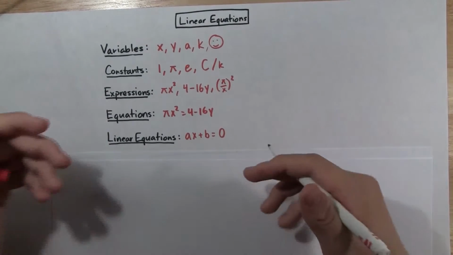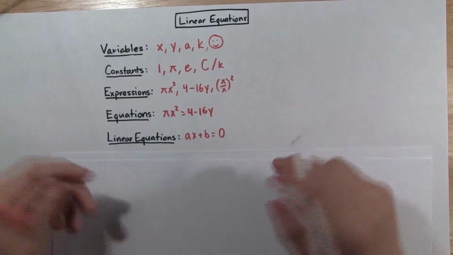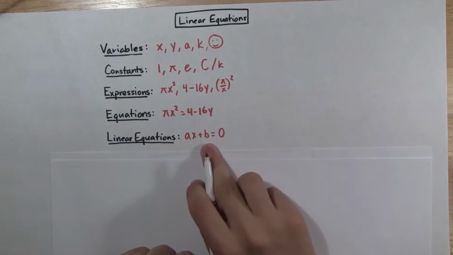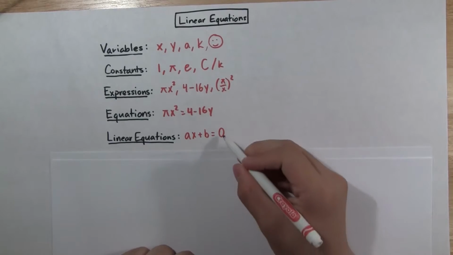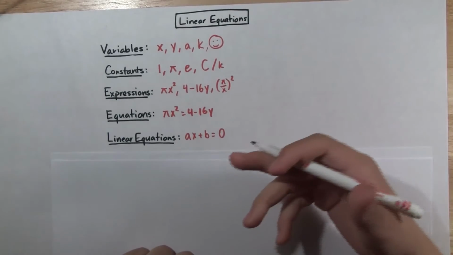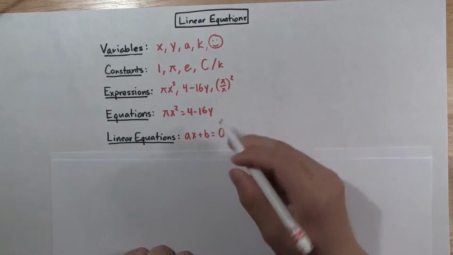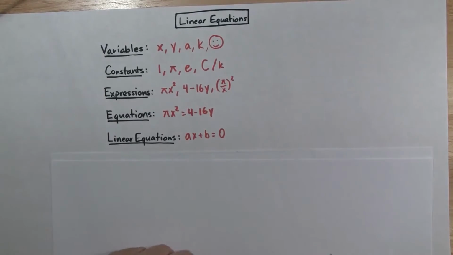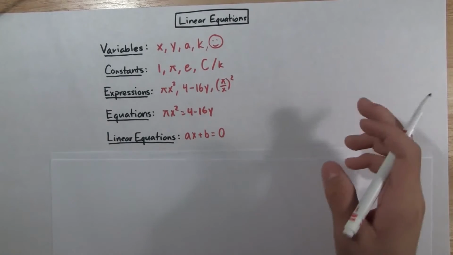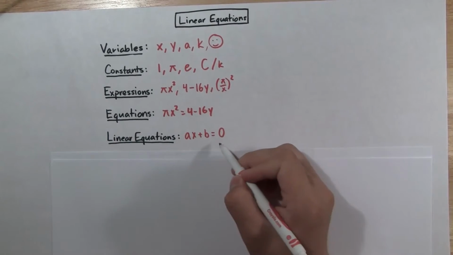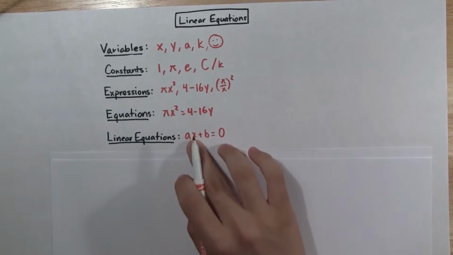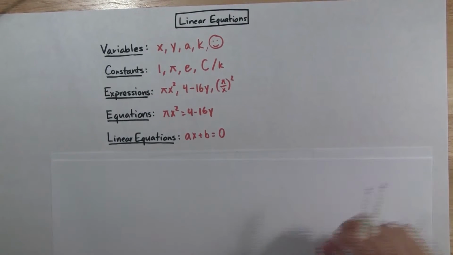Now you're not going to always see it like this. You might see it like x plus 2 equals 5, and instead of a 0, it's a 5. But you have to realize that you can get the 5 onto the side with ax plus b, and basically in any linear equation, you'll be able to get it to a form that looks like this. So this is a general way to describe any linear equation.